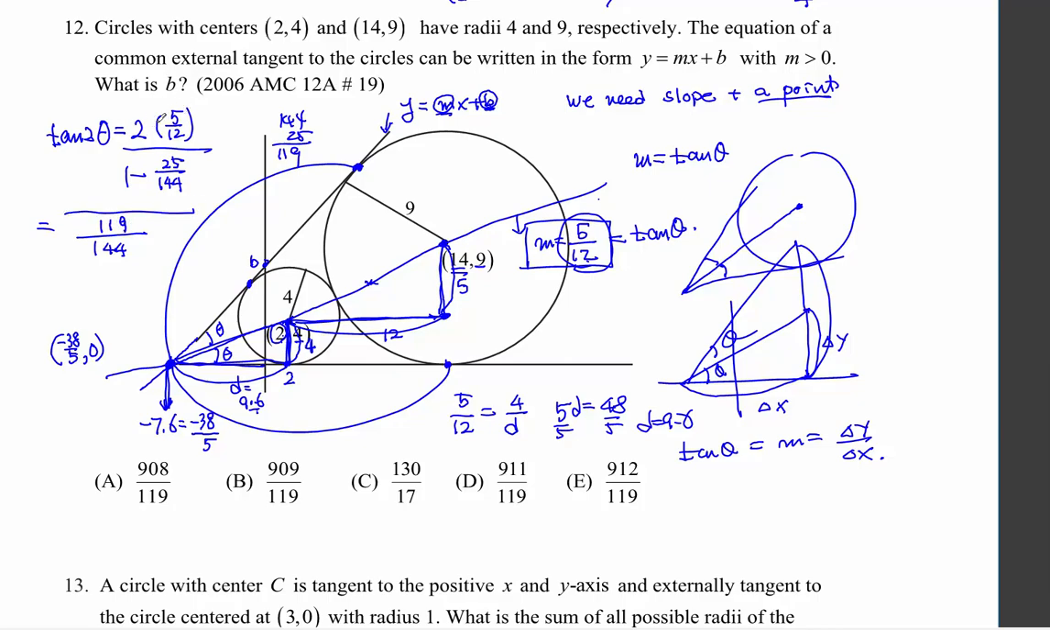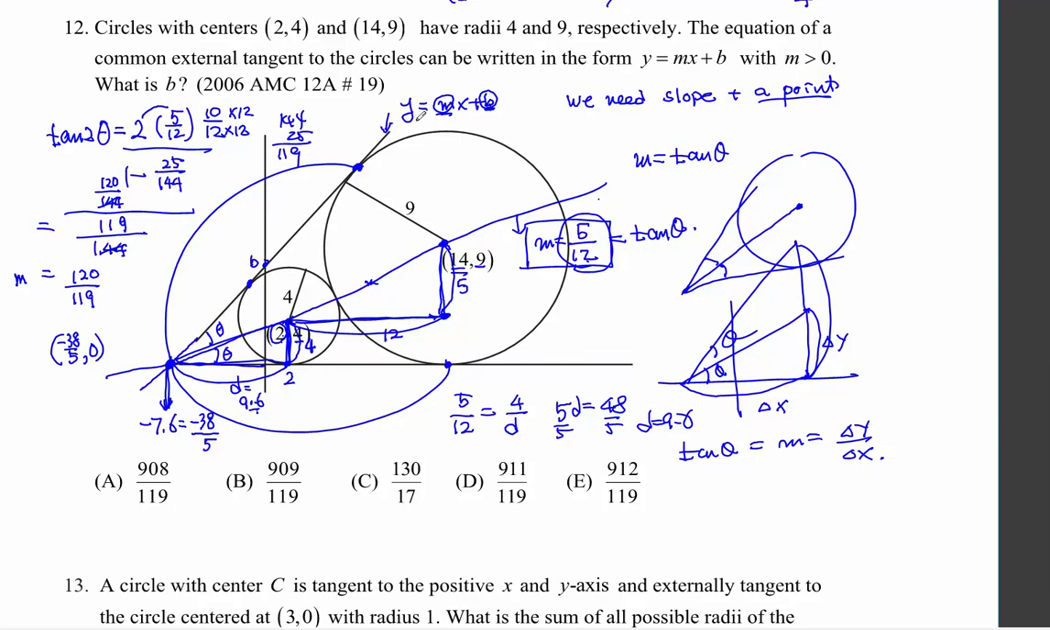The numerator: 2 times 5 is 10 over 12, but we're going to find the common denominator, 144, 12 times 12. So it is 120 over 144. That's why the slope is 144 out, 120 over 119, right? We got to find the slope over here.